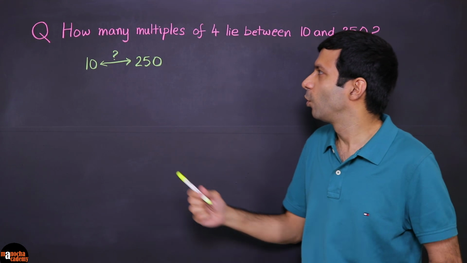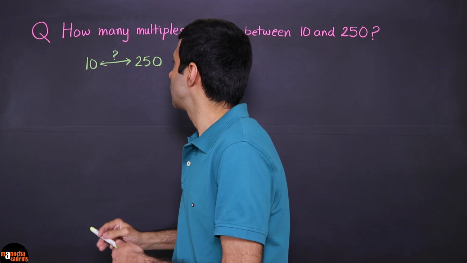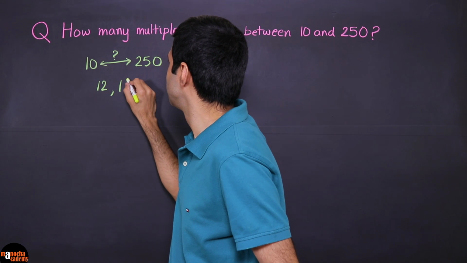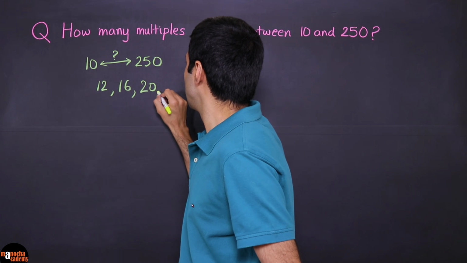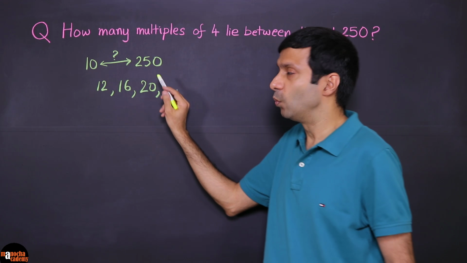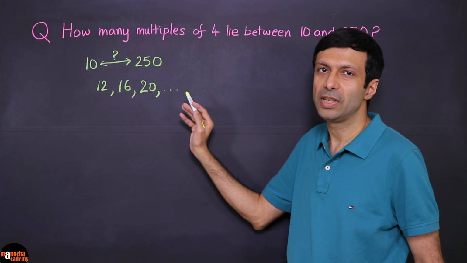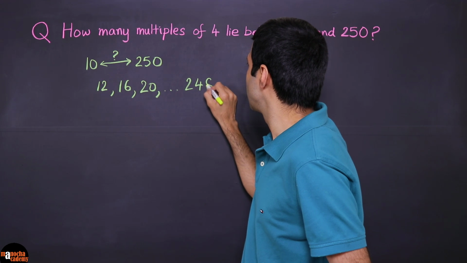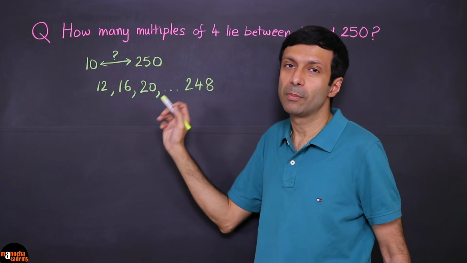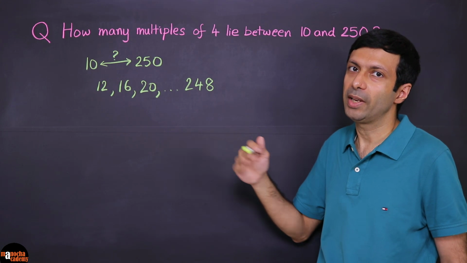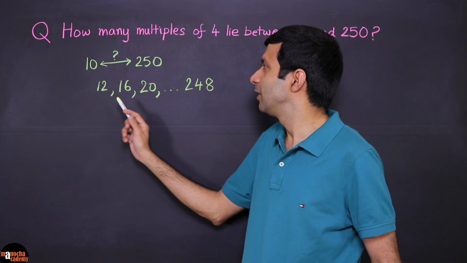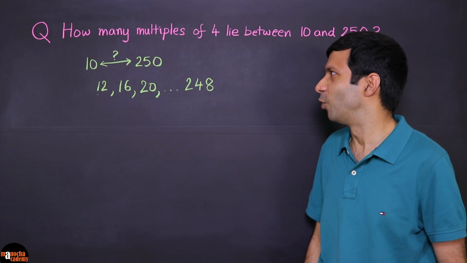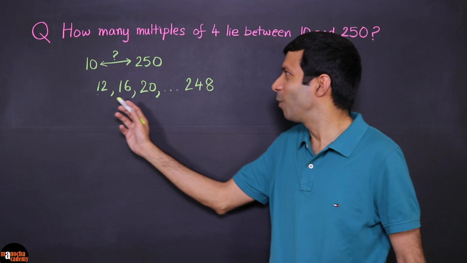So what are the multiples of 4? We know that 10 is not a multiple. So the first multiple of 4 is 12 here, 16, 20, right? And it's going to be all the way up to, will it be up to 250? No, because 250 is not a multiple of 4. So what is the last multiple of 4 here? 248. And even if 250 was a multiple of 4, since we need to find the numbers in between, we would have excluded it. So basically the numbers we are interested in are from 12 to 248, and these are the multiples of 4. So now can you see that these form an AP?